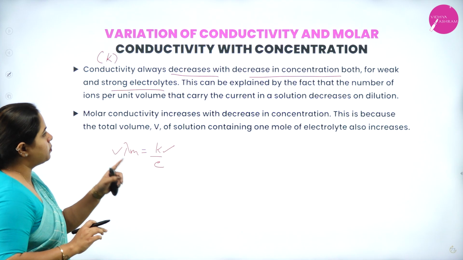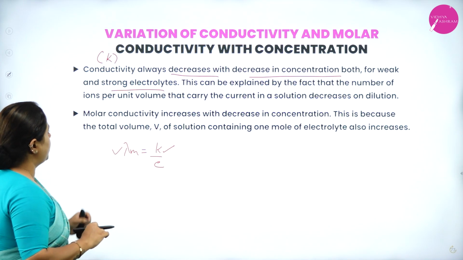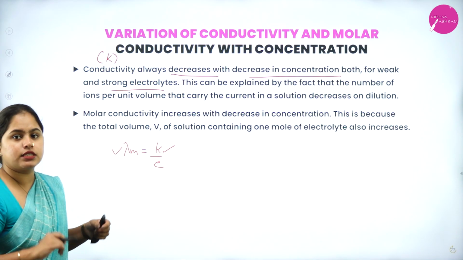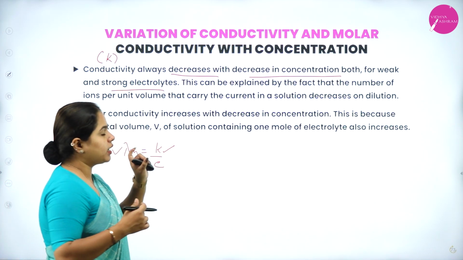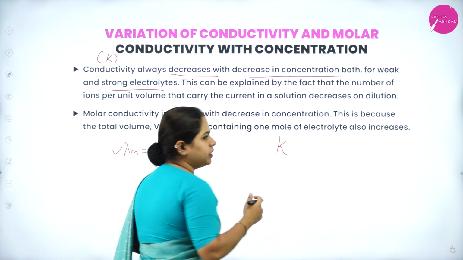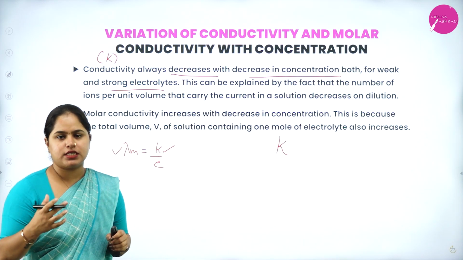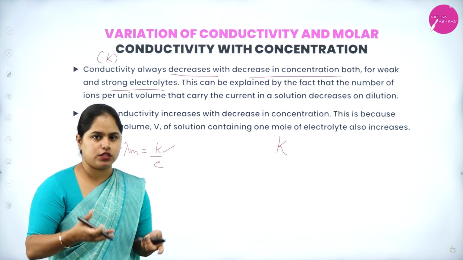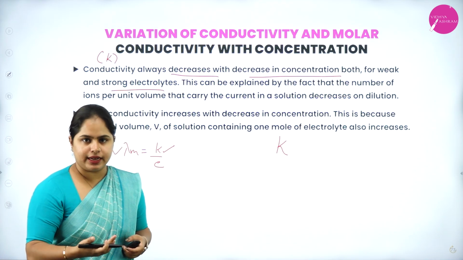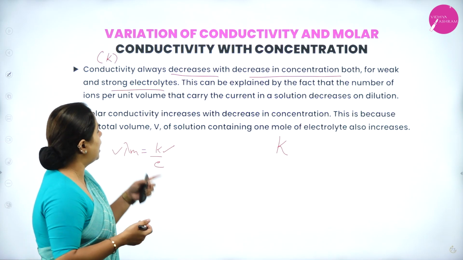Now, this can be explained by the fact that the number of ions per unit volume that carry the current in a solution decreases on dilution. So, regarding conductivity, we are talking about conductivity. So, conductivity means what we have discussed. In an electrolytic solution, ions will be present. Due to the presence of these ions, it will conduct electricity. Yes or no? Now, what is happening here?